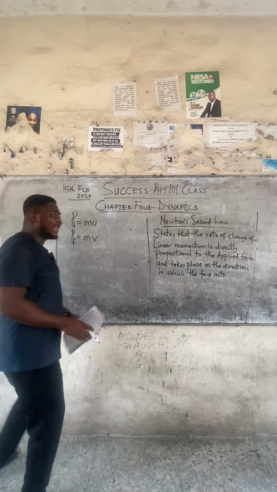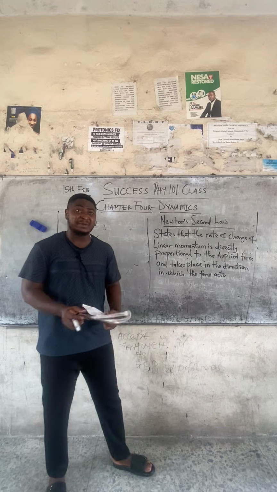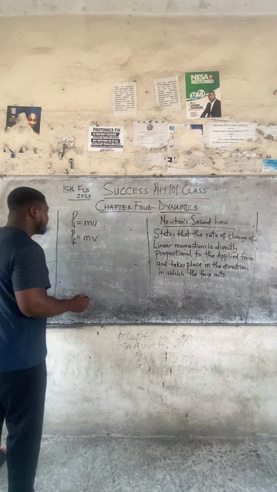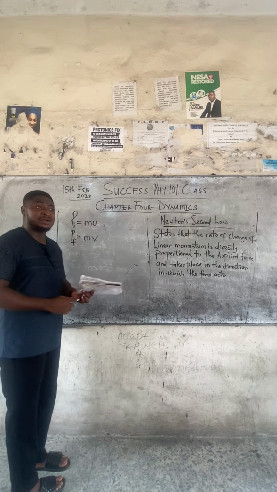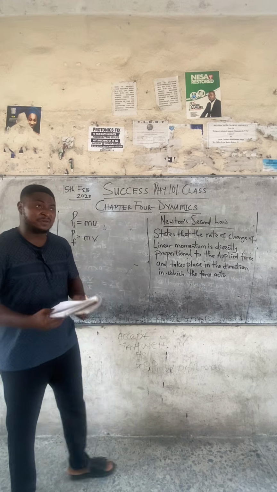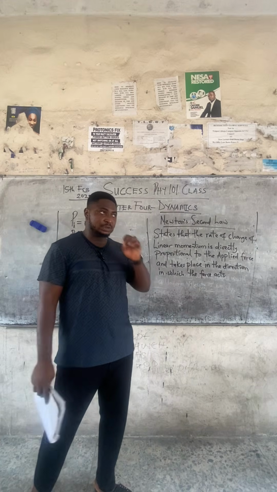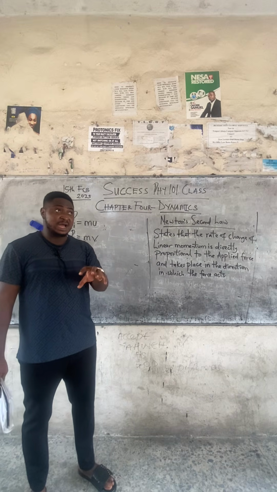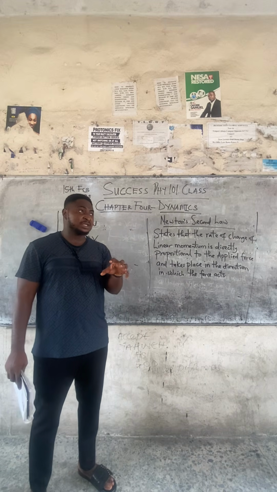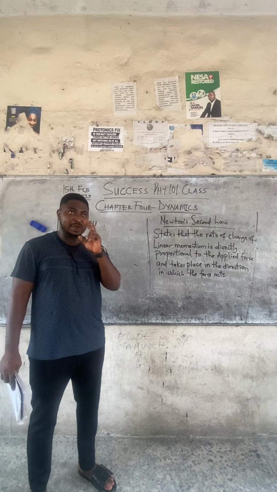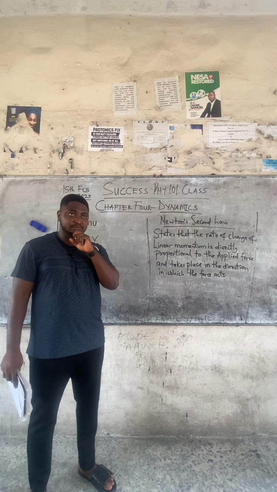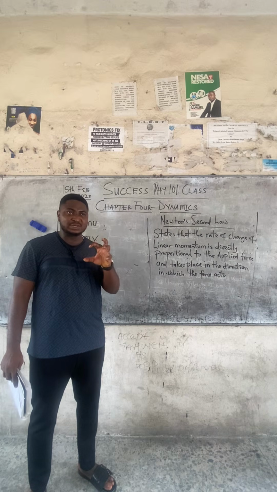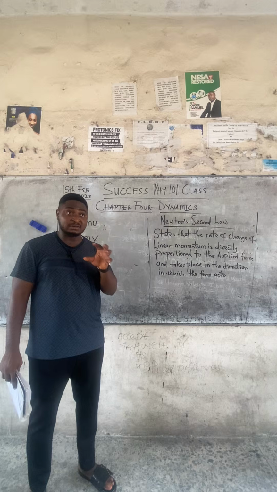Why do we call it linear momentum? Because we also have what we call angular momentum. So this linear momentum is the momentum of a body undergoing linear motion. Angular momentum is the momentum of a body undergoing circular motion. So we have two types of momentum. When we get to rotational dynamics, we will study angular momentum under rotational dynamics.